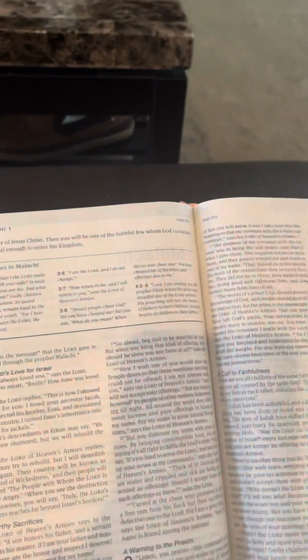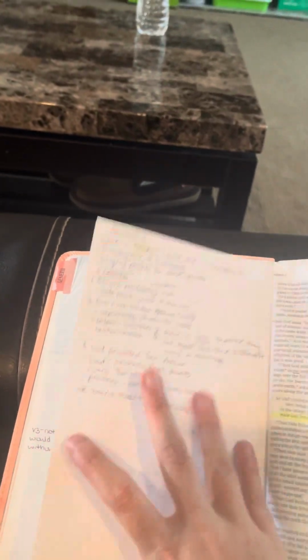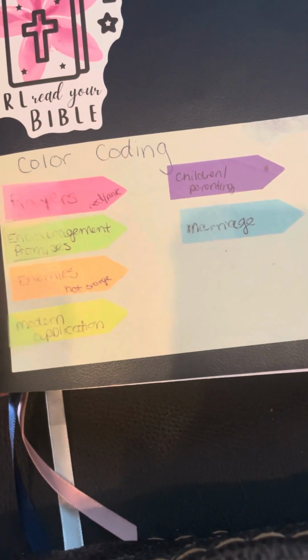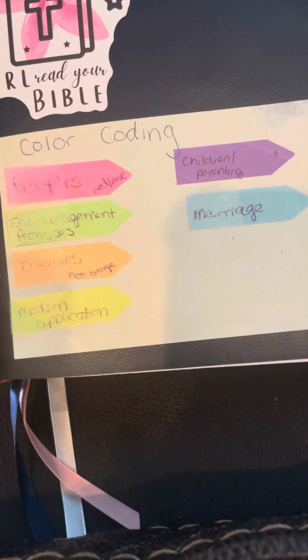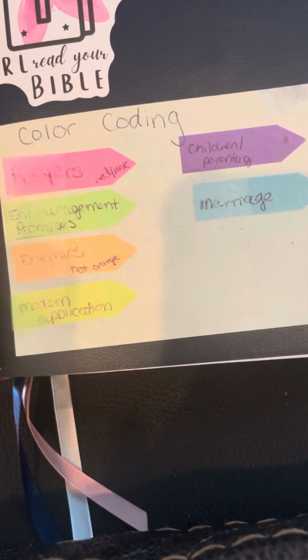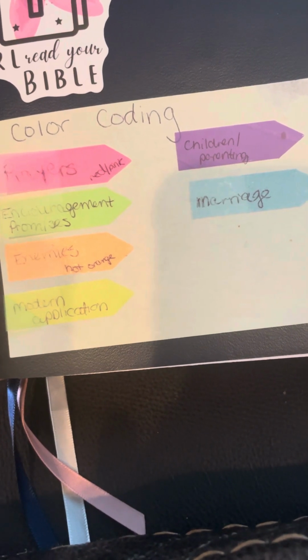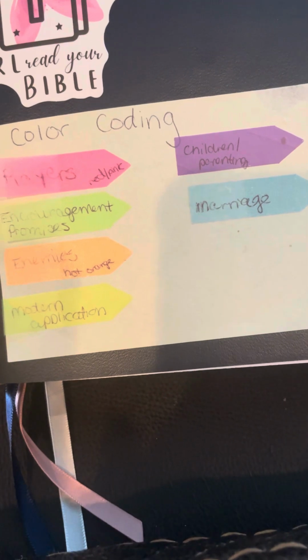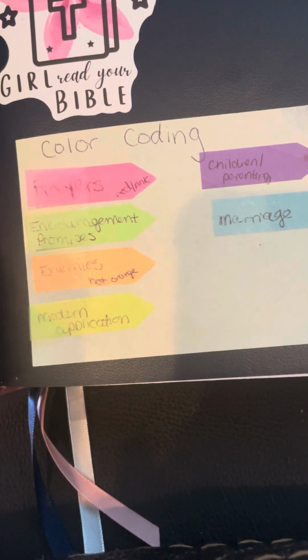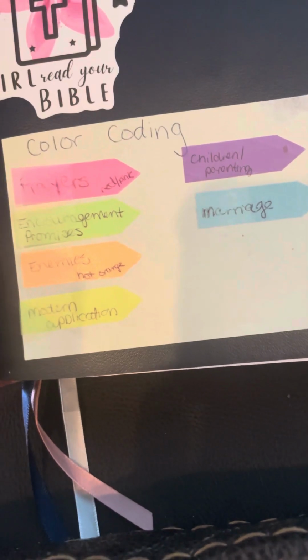You can highlight however you want. You can make whatever categories you want to focus on. I chose these categories because I felt like they were most relatable to me. I like to focus on prayer. I'm a mother, I'm married, modern application. We all have enemies regardless. We may not even have anything to do with them, but they're still there. Those are all colors that I decided to use for my color coding.